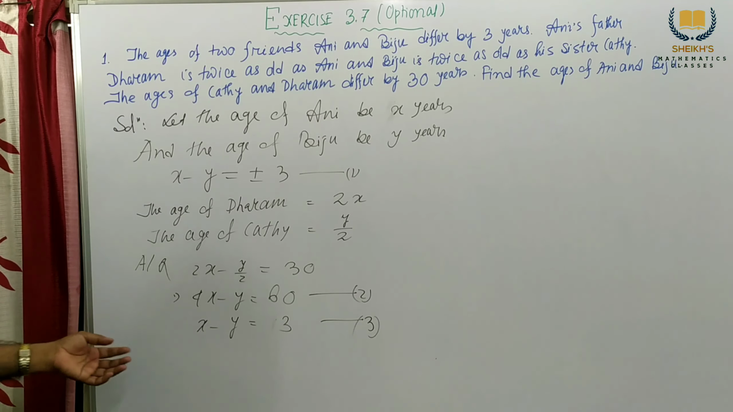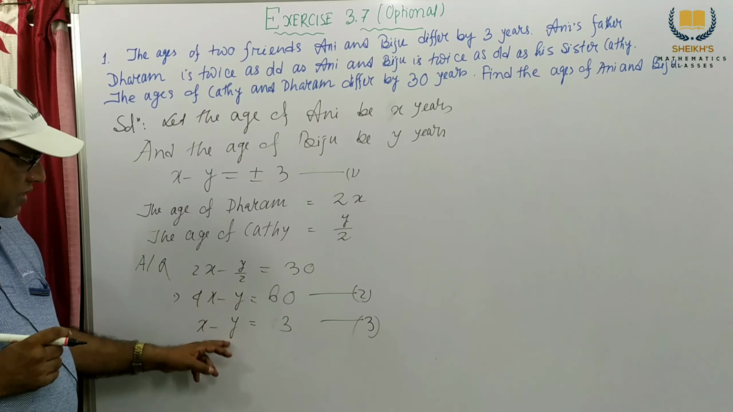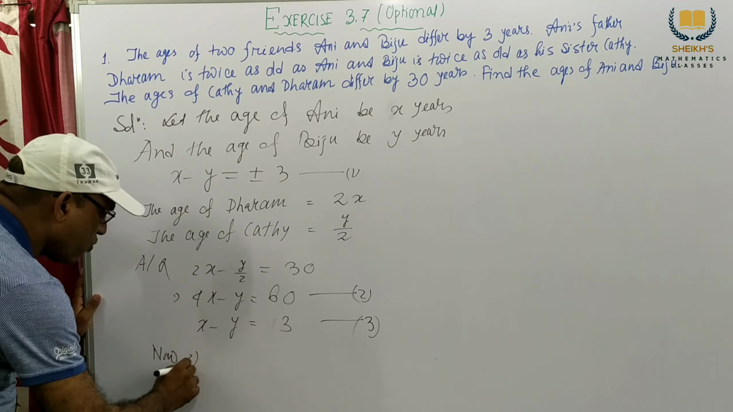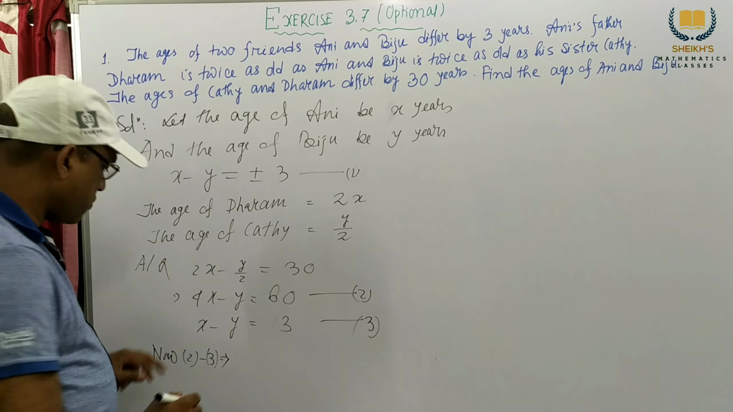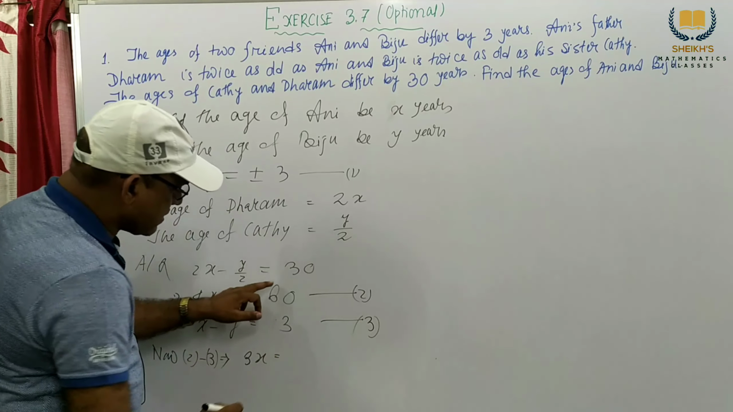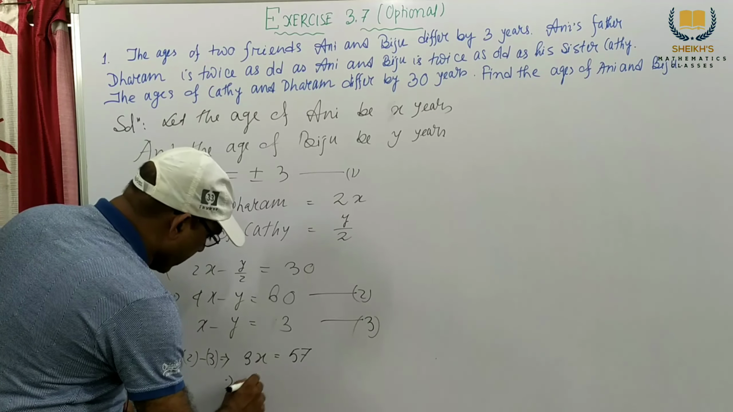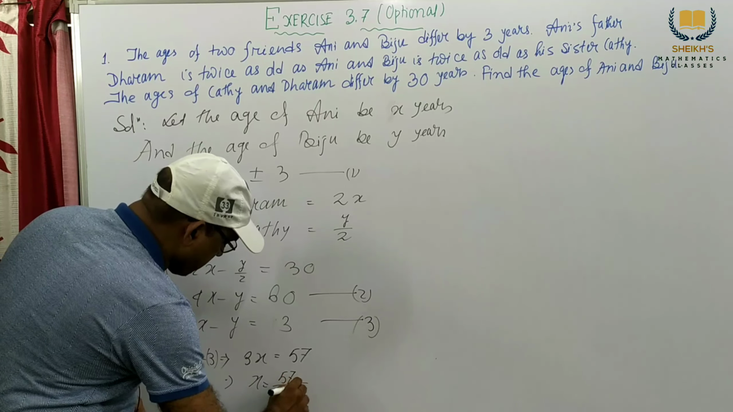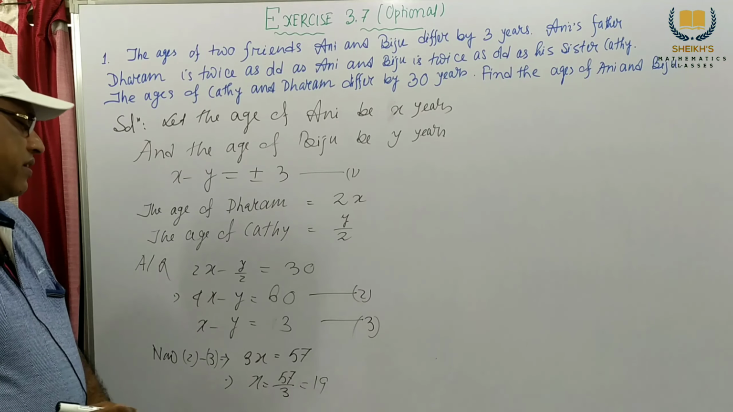Now what we get, y same, minus y same, just subtract. Equation 2 minus 3 implies 4x minus x is 3x, and 60 minus 3, 57. Therefore x equal to 57 by 3, 3 nines are 27, x equal to 19 we get.